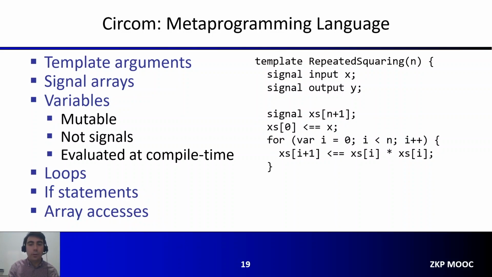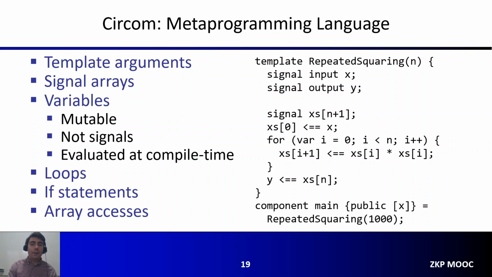And then after the loop, we need to set the output to be equal to the final element of the array, because the final element of the array now contains the result of doing n squarings. So we do that by saying that y gets n should be constrained to be equal to x's of n. And then, of course, we declare our main component. And now, since our main component is going to be the result of a template that takes a template argument, we need to actually provide that argument. So here, our main component is going to check 1,000 squarings.